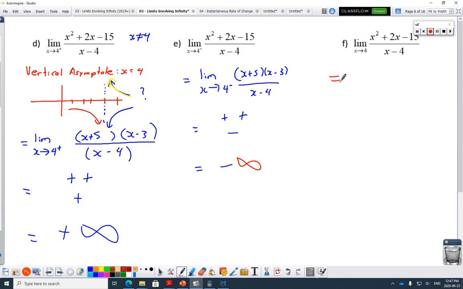Compare the two. This one is check from the right, this one says check from the left, and this asks, did you get the same answer? And we really, really didn't. In two ways, we really didn't. The first level is, well, they're not the same. So that limit does not exist.